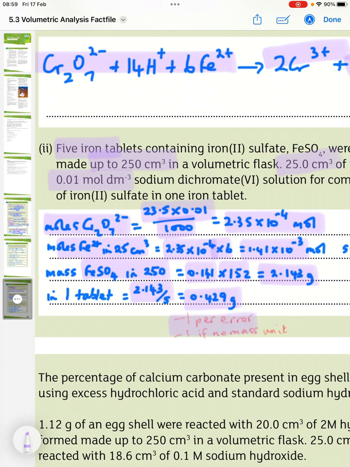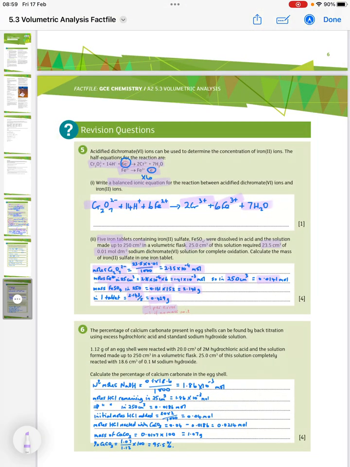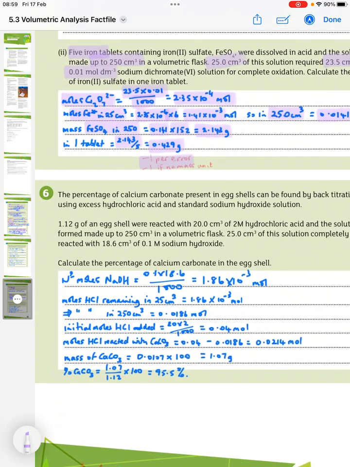Now in the mark scheme it says there's minus 1 per error and minus 1 if there's no mass unit. So just be careful with those, folks.